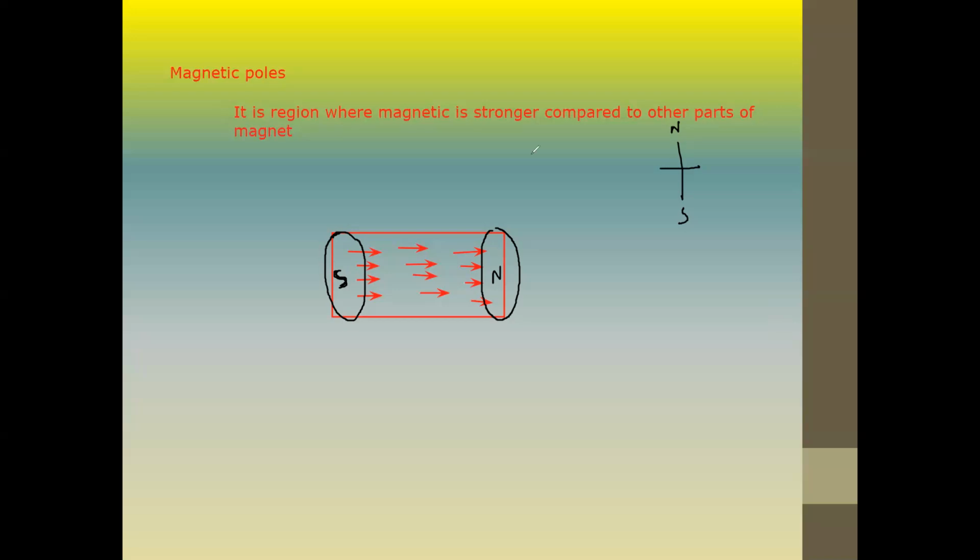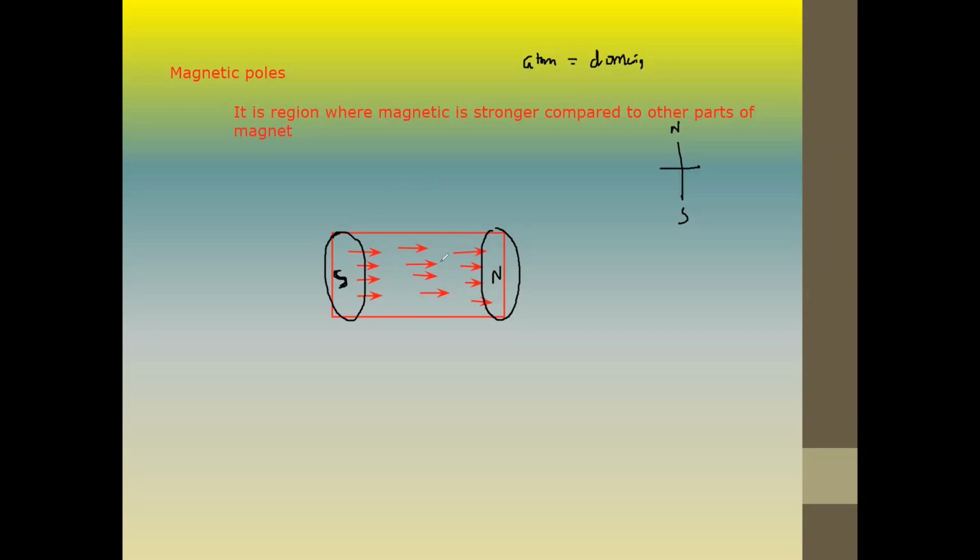The domain is normally termed for a group of atoms, but it varies from material to material, but you can consider one atom as one domain. If there is one atom, you can say that is one domain. So there are millions or trillions of atoms in a material. If they are aligned or arranged, we call that a magnetic material.